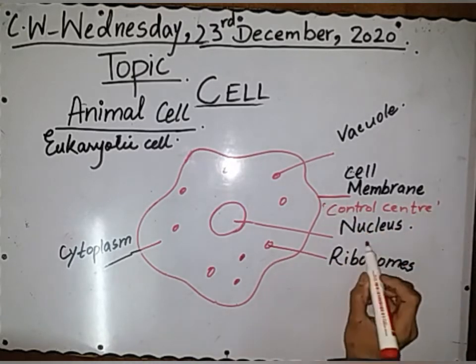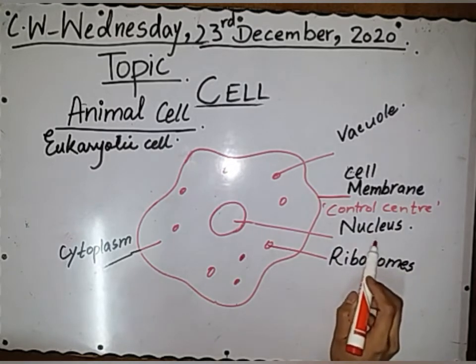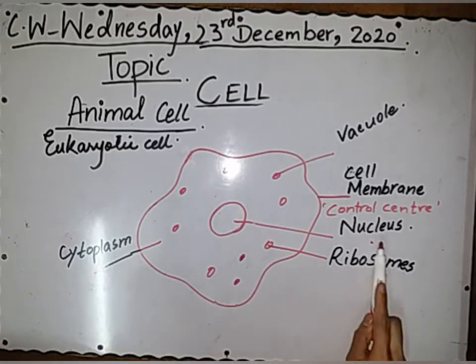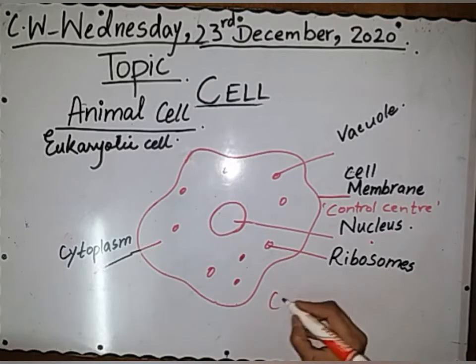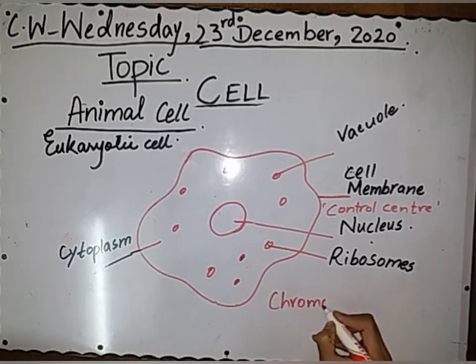Because it controls all the activity, all the chemical reactions that take place in the cell. Chromosomes are found in the nucleus. I will explain the chromosome later.